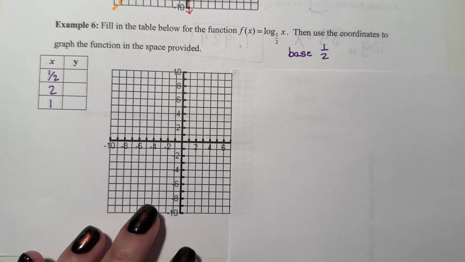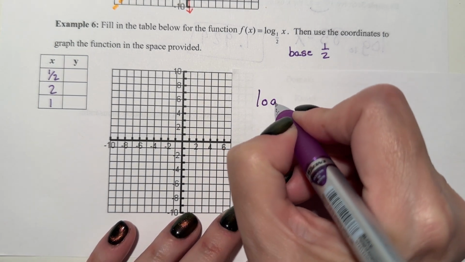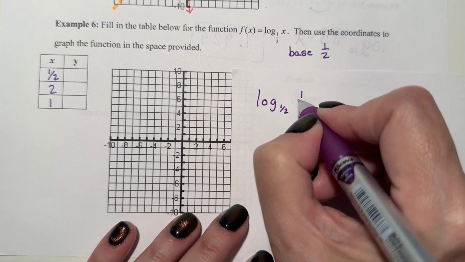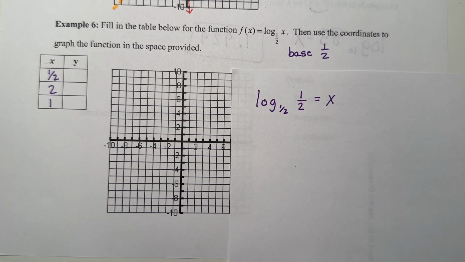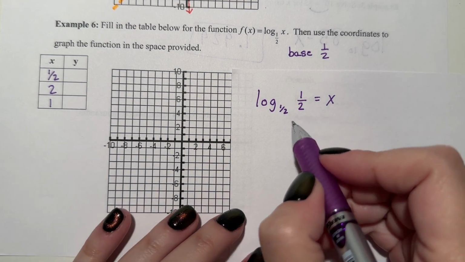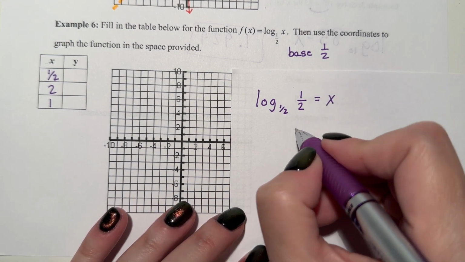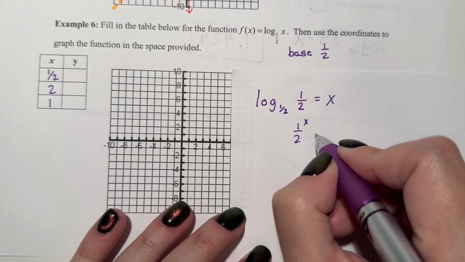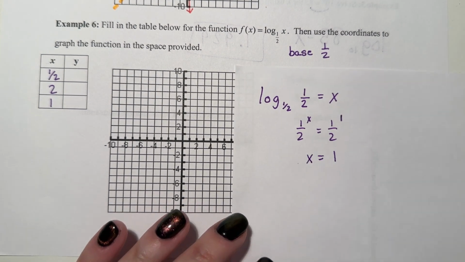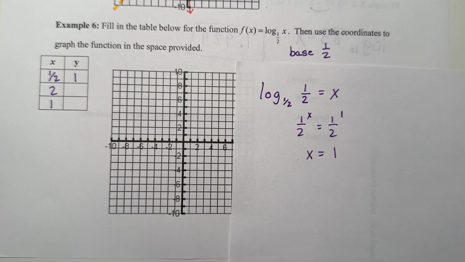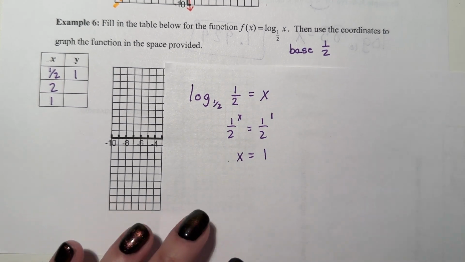Let's evaluate this. So the first one I've got is log base 1/2 of 1/2 equals x. Okay, so if you rewrite this, it's going to be 1/2 to the x power is 1/2. Which means x, of course, equals 1. By the way, after you've done a few of these, you'll start to see the pattern that if you do the base, 1 over base, and 1, you're always going to get the same y values. Okay, let's try the next one.